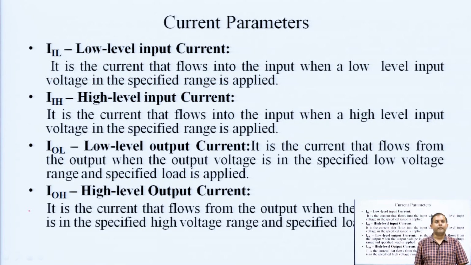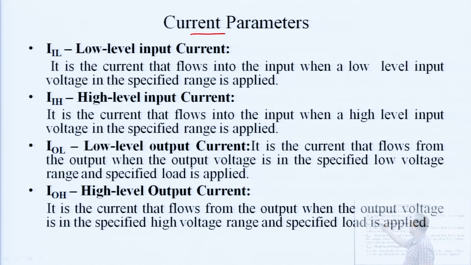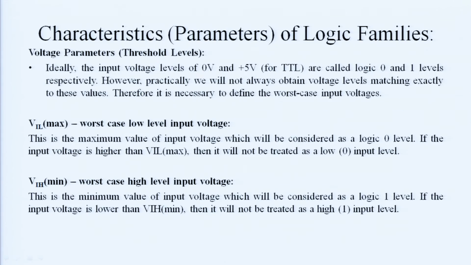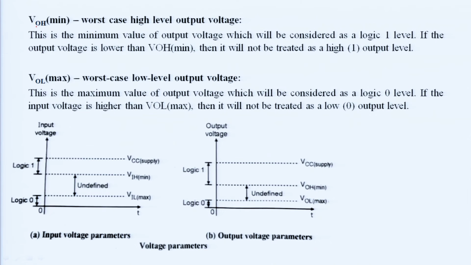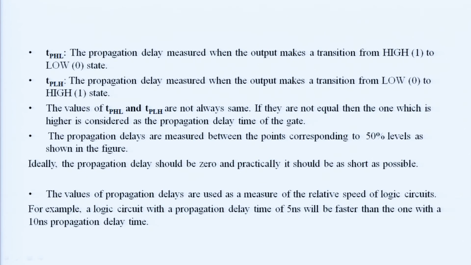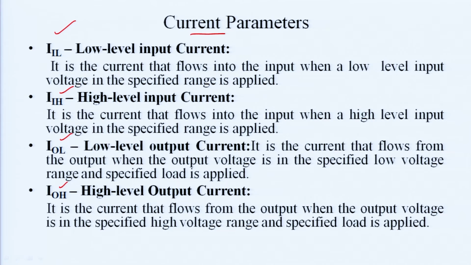So, let us start the next parameter, that is the current parameter. In current parameters we again have 4 terms: IIL, IIH, IOL and IOH. Like the voltage parameters we discussed in the previous slide, VIL, VIH, VOH and VOL, similarly we have current parameters as well. So, that we are going to discuss.